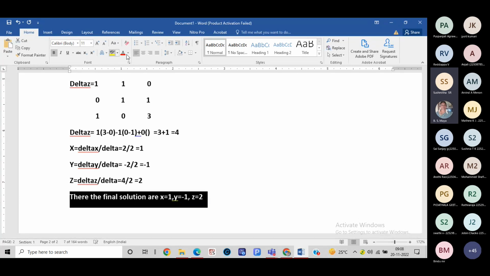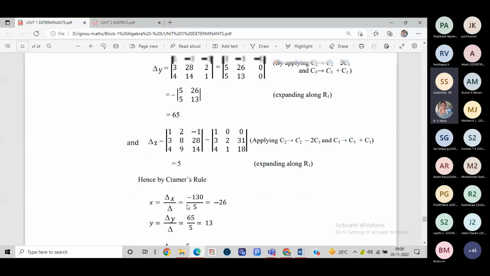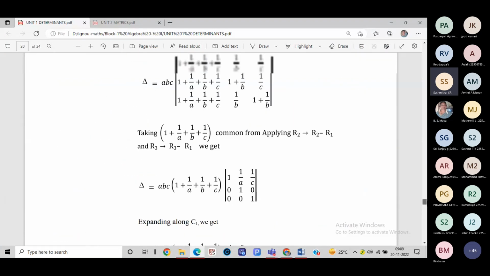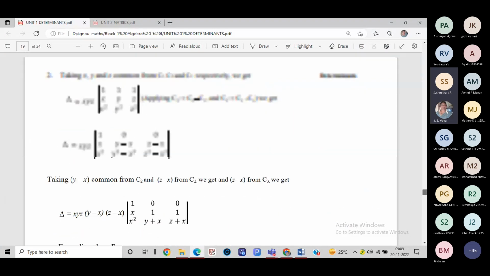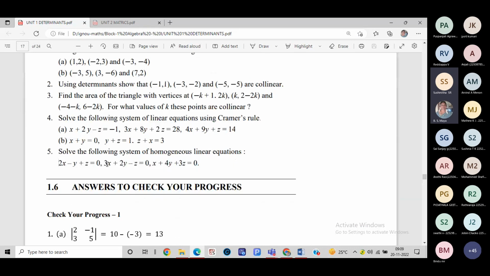Any doubt? No, ma'am. Clear? So I did both 3 unknown values and 2 unknown values in the given equations. Clear, right? Yes, ma'am. Can you take the third one? Is the third one required? Homogeneous. If it is homogeneous, you try one problem. This one.